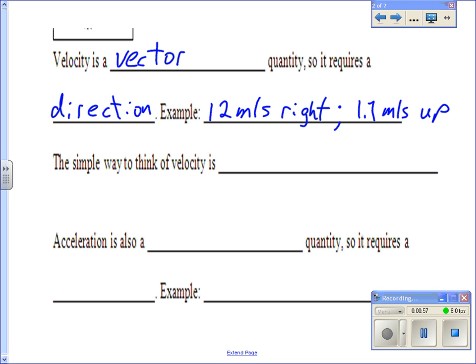Now, most of the time, we're going to be talking about straight line motion, whether it be left, right, up, down, sideways, whatever. And for the most part, we will forget to put in the direction. It's not that important. But you do have to understand that 12 meters per second left is different than 12 meters per second right. That's a different velocity because of the direction. That's what we're trying to get at. All right, the simple way to think of velocity is that it is speed with direction.